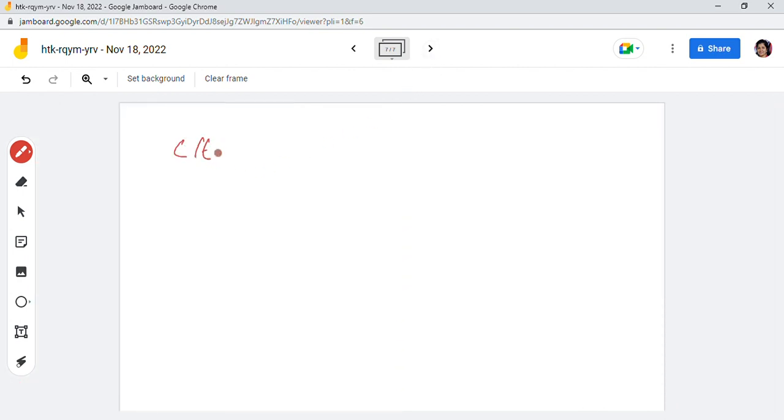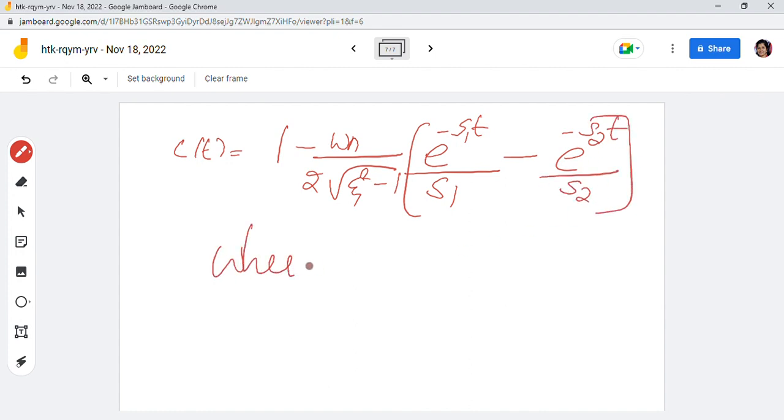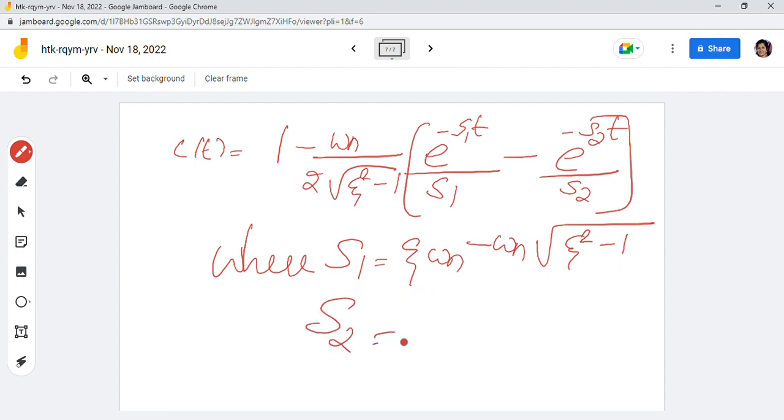Now again c of t is equal to 1 minus omega n by 2 root of eta square minus 1 into (e raised to minus s1 t by s1 minus e raised to minus s2 t divided by s2), where s1 is equal to eta omega n minus omega n root of eta square minus 1 and s2 is equal to eta omega n plus omega n root of eta square minus 1.